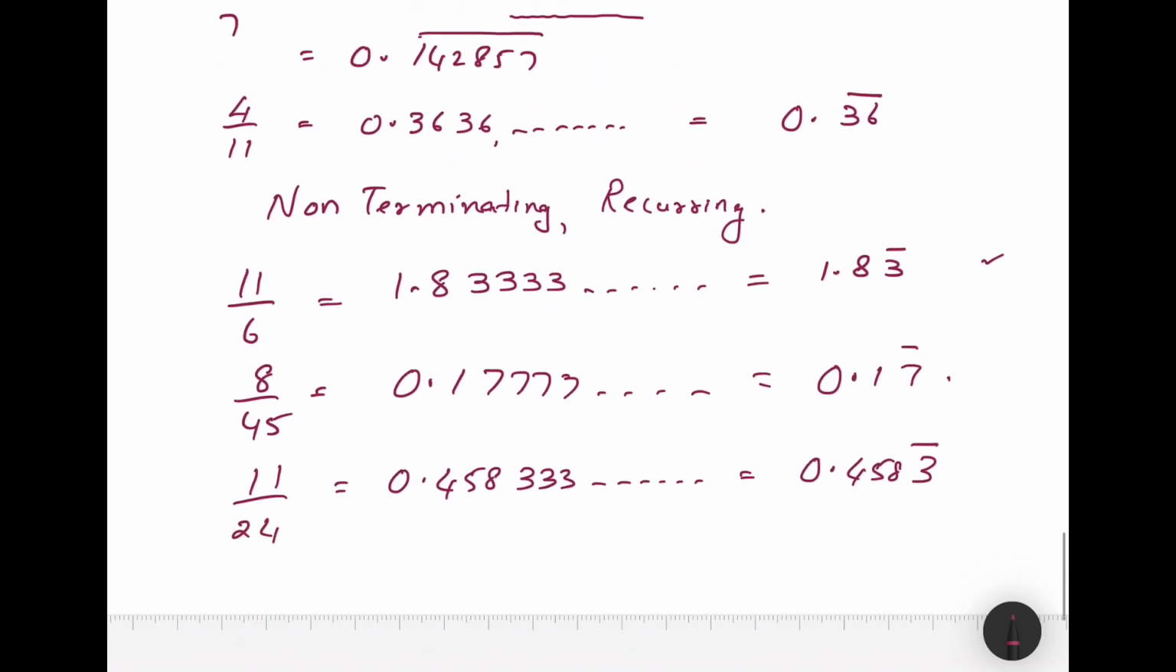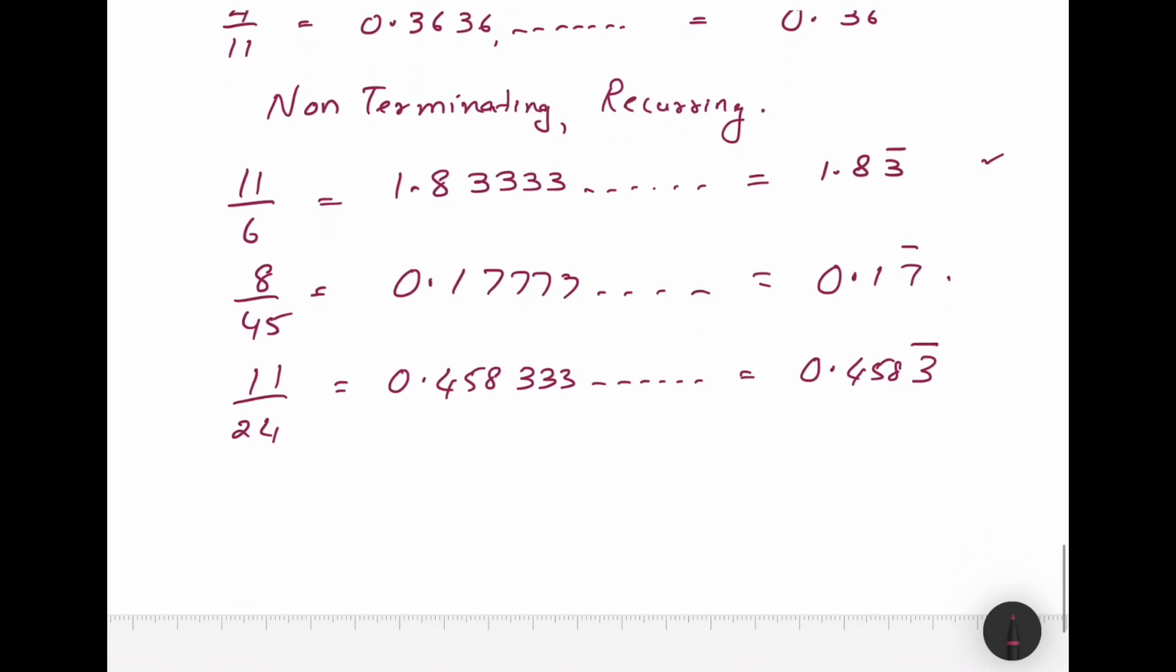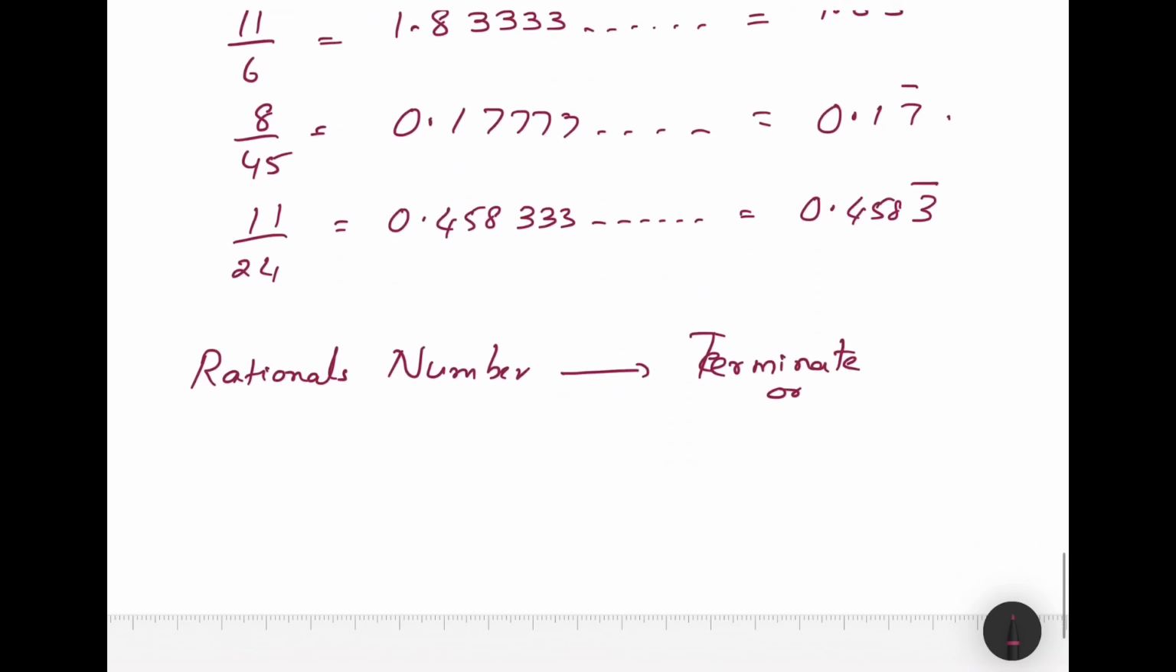So these numbers are actually called rational numbers. Rational numbers are numbers which will either terminate or be non-terminating but recurring.